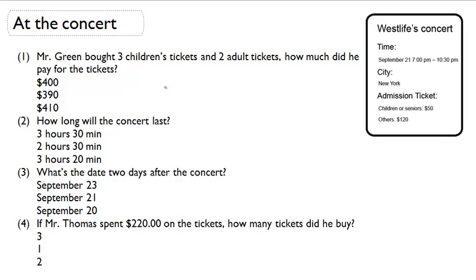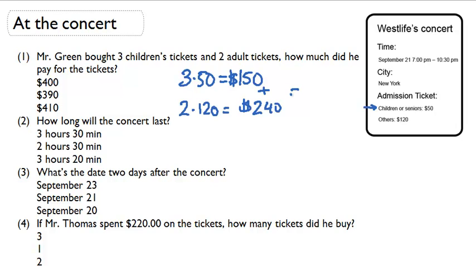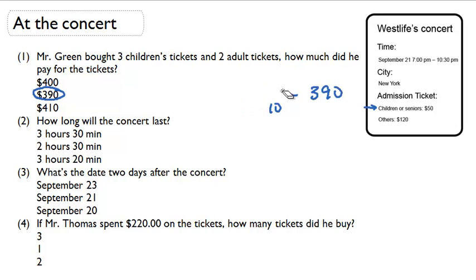If Mr. Green bought 3 children's tickets and 2 adult tickets, how much money did he pay for the tickets altogether? Well, if each ticket for the child is $50, then 3 children's tickets is 3 times $50, which is $150. Put the dollar sign there. And 2 adult tickets are each $120, so it's 2 times 120 gives me $240. And we can add those together and we get $390. So the answer should be $390.